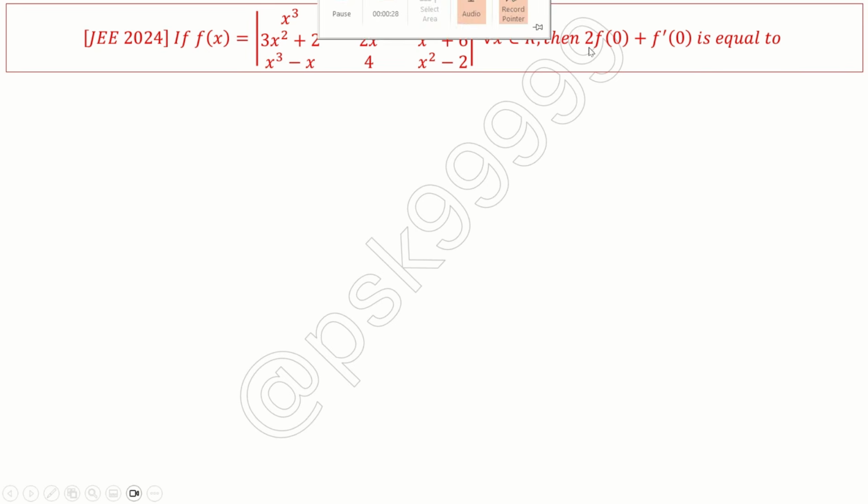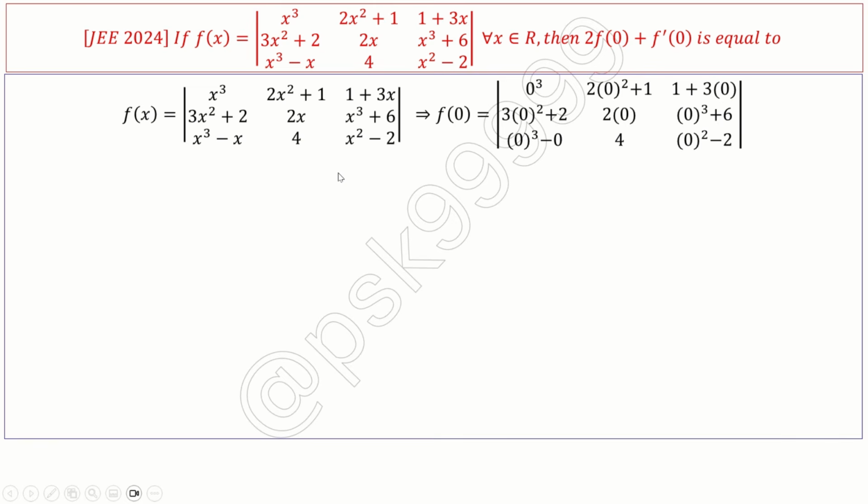So f of 0 is simple. You don't need to find the complete determinant or give the definition of f of x. f of 0 is nothing but you replace x with 0. So in the determinant you get 0 cube, 2 into 0 square plus 1, 1 plus 3 into 0, and so on. Now this is a very simple matrix and you can easily find its determinant. So f of 0 is the determinant 0, 1, 1; 2, 0, 6; 0, 4, minus 2. There are two zeros in this column, so this is the better way to find the determinant. So minus 2 into, okay, minus 2 minus 4, that is 12. 12 is f of 0.